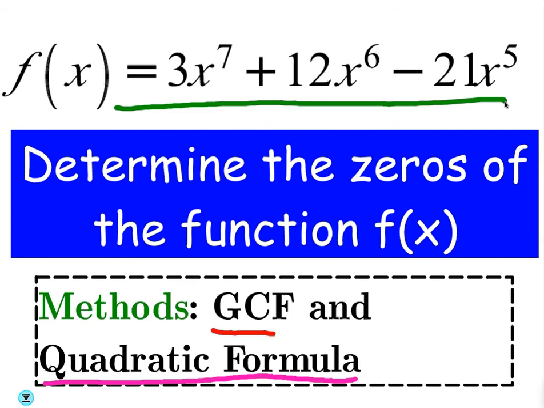Notice that the smallest power is 5, right? So that means x to the 5th would be the largest power that would go into all three of those. X to the 5th goes into the x to the 7th and x to the 6th. And then the number would be 3, okay? 3 goes into all three of those numbers. There is no bigger number than that. 6 wouldn't work. 7 doesn't work. 3 is going to be the biggest. So the GCF is going to be 3x to the 5th.